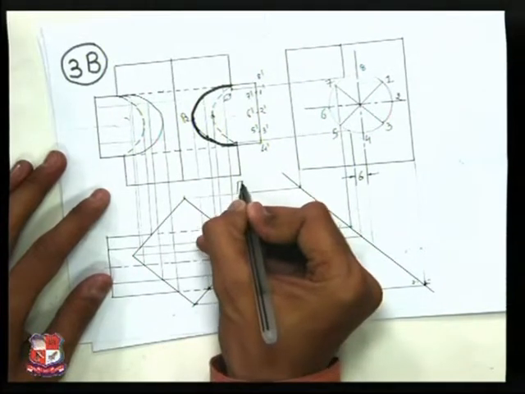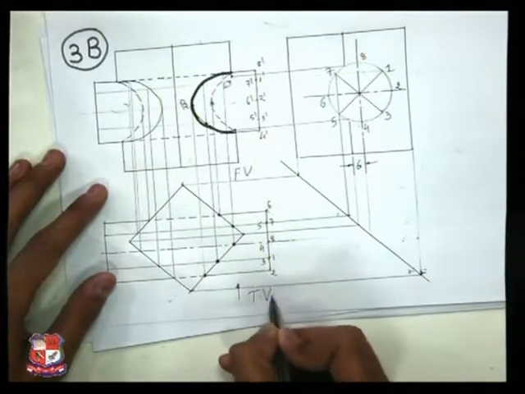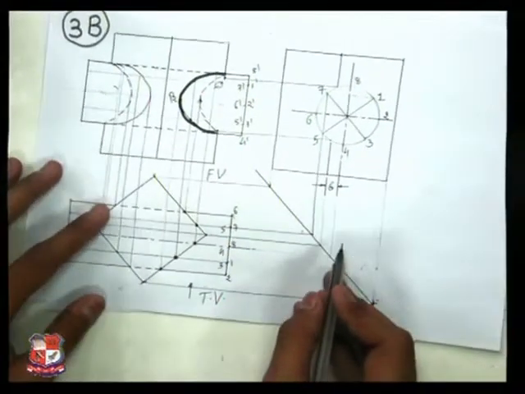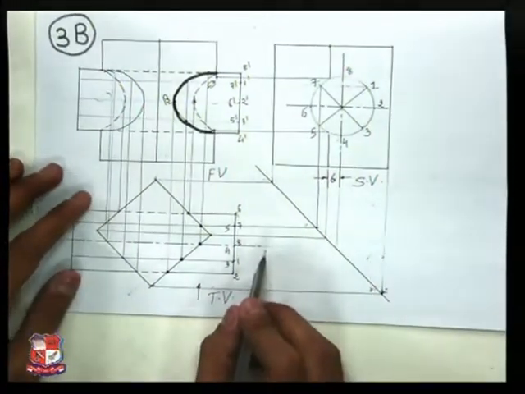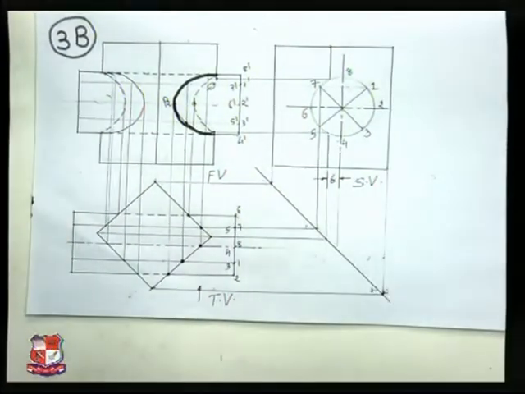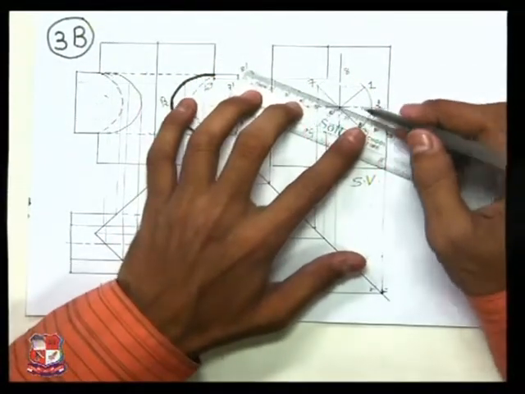This is the front view, this is top view. You should write the name of views. This is side view, clearly mention the view. Similarly, insert the dimensions of each figure separately like this.